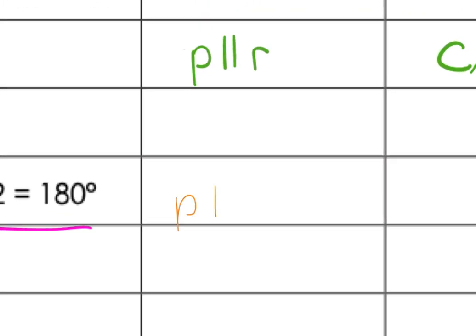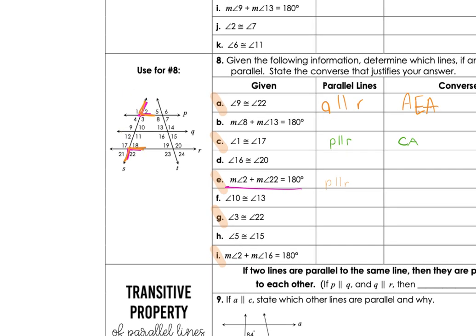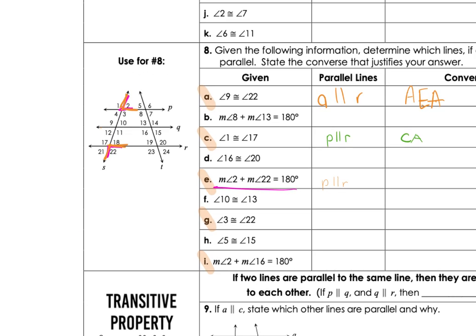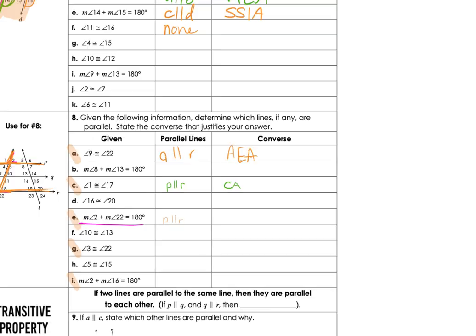Can I do the last one? P parallel to R? Yeah. Is that what you got? Yep, you got P, this transversal, and R. Okay, so P is parallel to R. What kind of angles? Do you want to try the angles too? 2 and 22.